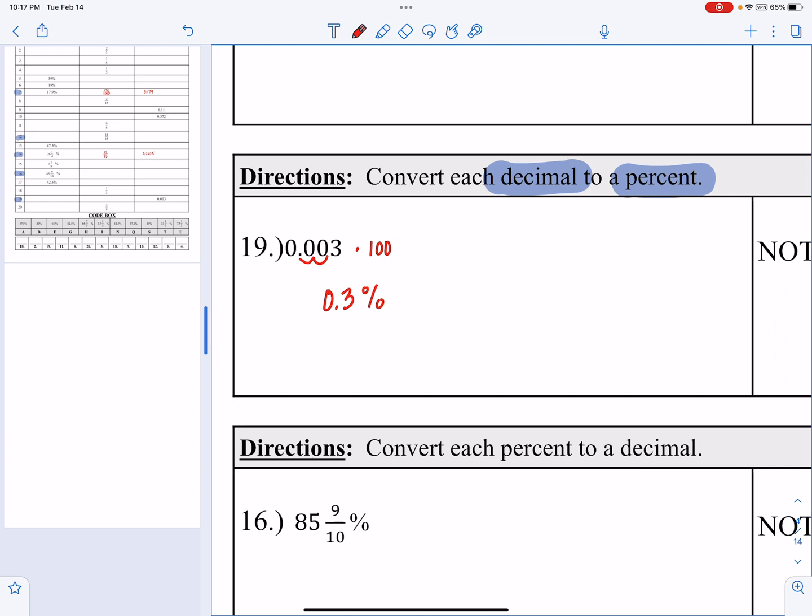Our fraction is created from the decimal. If we look at our original decimal here, we had tenths, hundredths, thousandths. And so I have 3 thousandths, that is the location. Now I need to circle the correct thing for my notes though, because we're going decimal to percent.